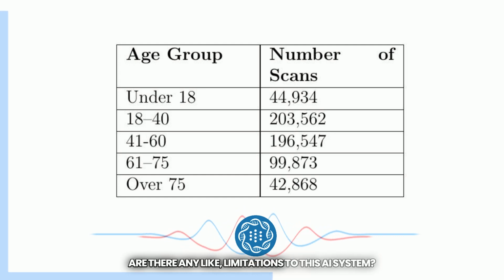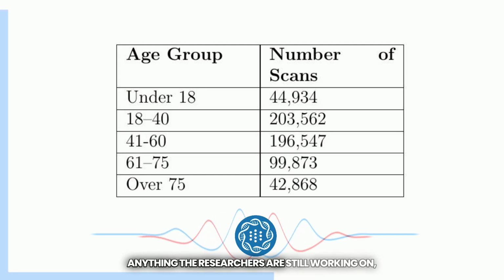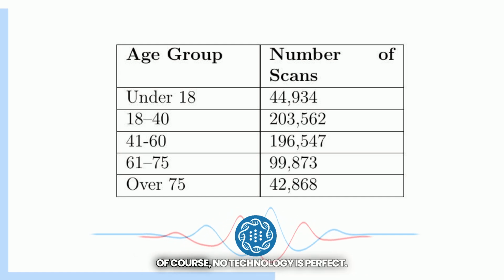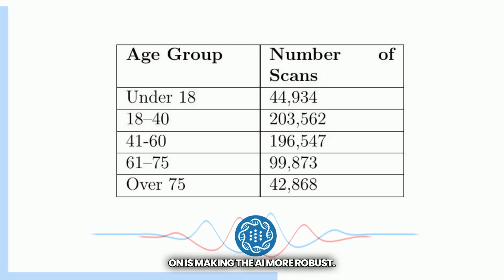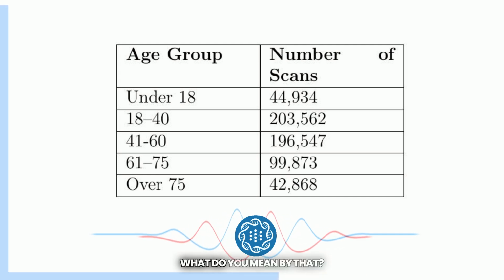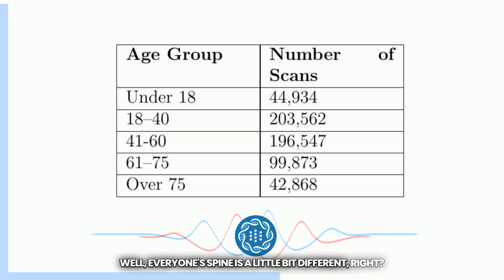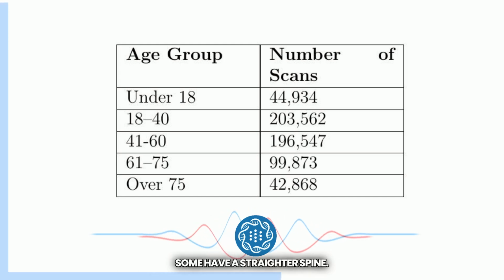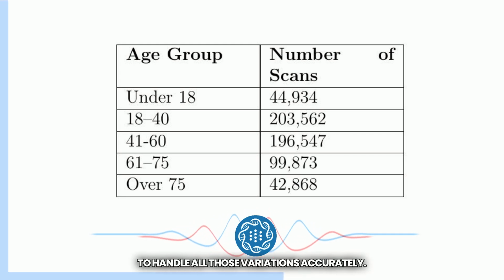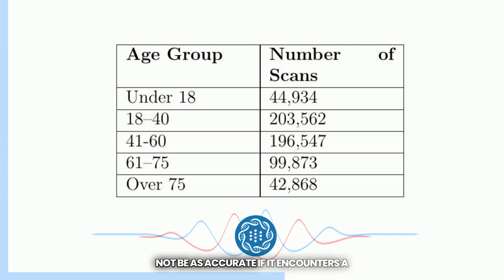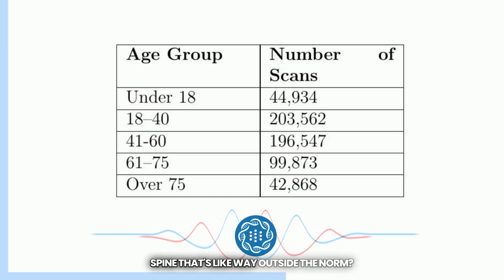Are there any limitations to this AI system? Anything the researchers are still working on, or maybe some challenges they're facing? Of course, no technology is perfect. One of the things they're still working on is making the AI more robust to variations in the shape of the spine. What do you mean by that? Well, everyone's spine is a little bit different, right? Some people have more curvature, some have a straighter spine, and the AI needs to be able to handle all those variations accurately. So are you saying that the AI might not be as accurate if it encounters a spine that's way outside the norm?